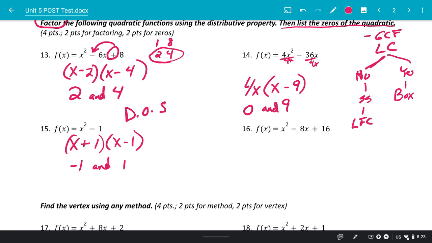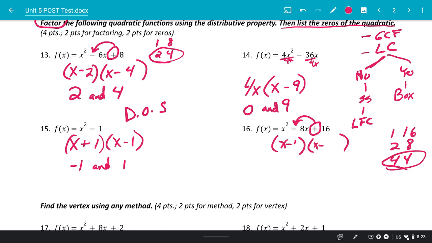Looking at number 16, when we factor it and go through the process, you're going to see it's also special. Is there a GCF? No. Is there a leading coefficient? No. So split in signs. Put an X in each. Signs are the same, both negative. Factors of 16: 1 and 16, 2 and 8, 4 and 4, which come together to get me an 8, 4 and 4. Oh, wait a minute. This is a perfect square trinomial.